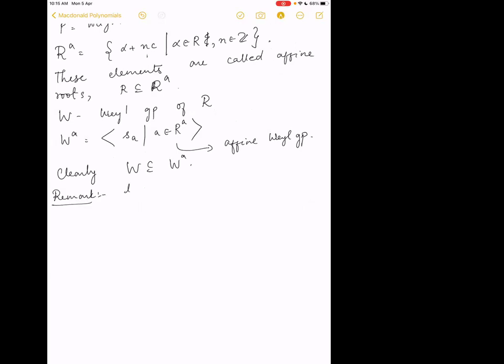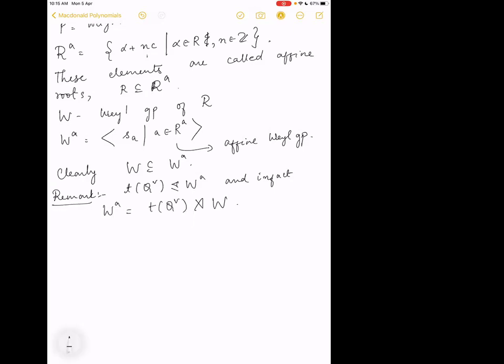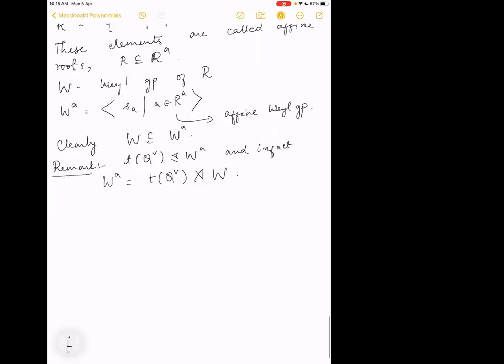The translations by elements in the co-root lattice form a normal subgroup of the affine Weyl group, and in fact W_A is T(Q check) semidirect W, where W is the finite Weyl group and Q check is the co-root lattice. Now, to see this, I'll just quickly explain the proof.